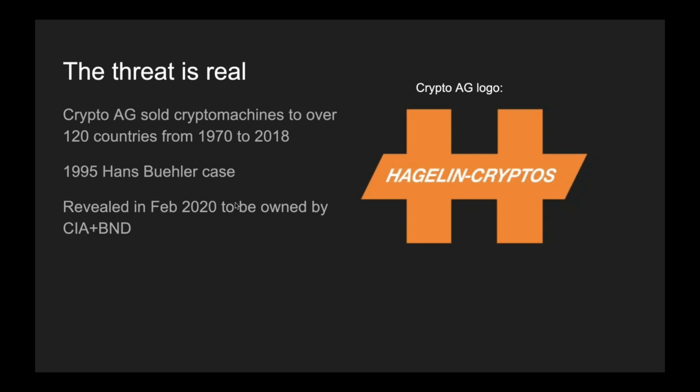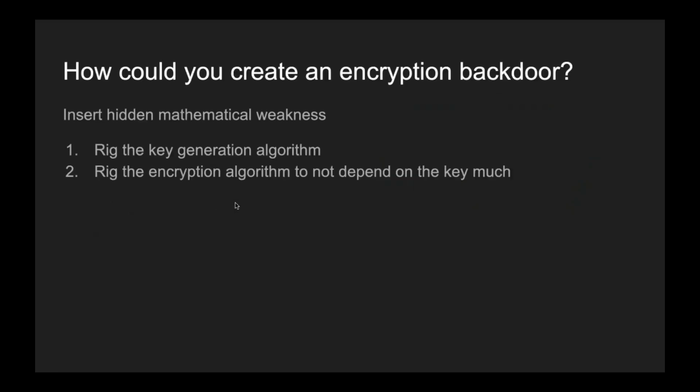So basically, the entire rest of the world had been counting on the CIA and the BND to keep messages safe, which they were not doing. They were selling backdoored machines. So let's look at how you would actually create one of these encryption backdoors.